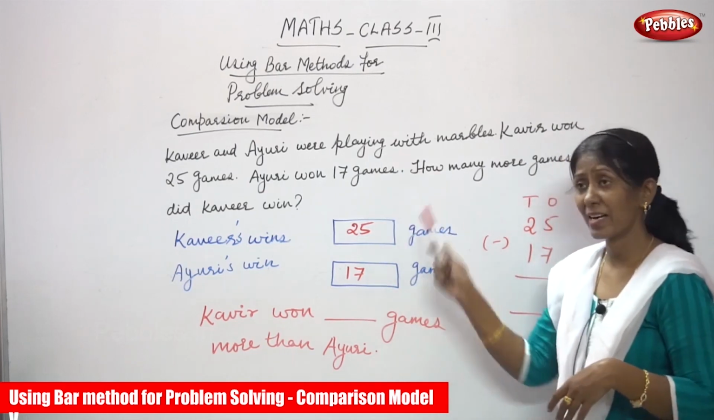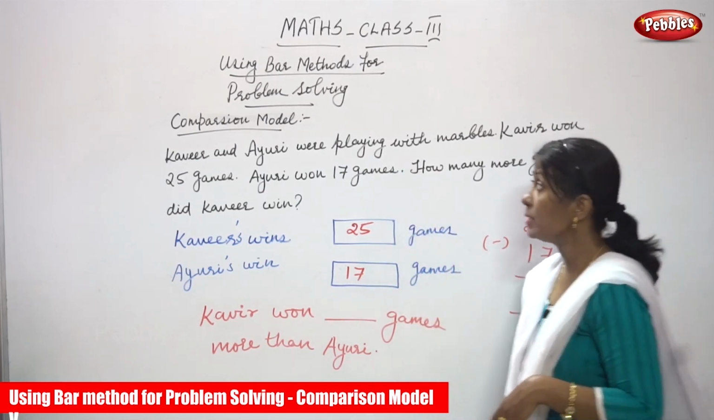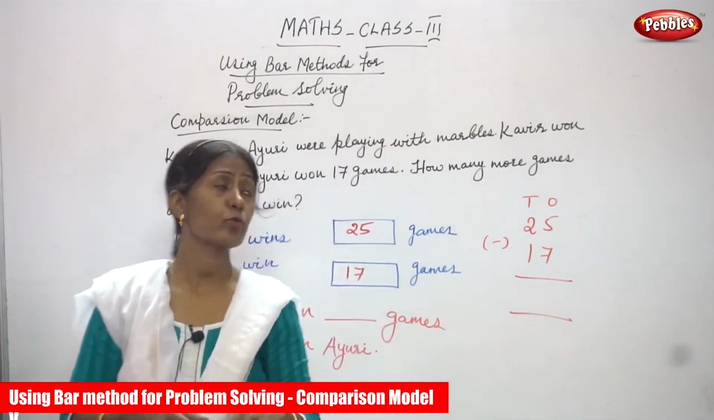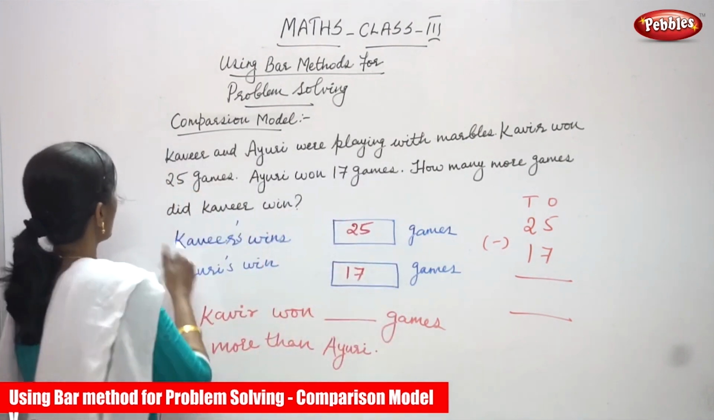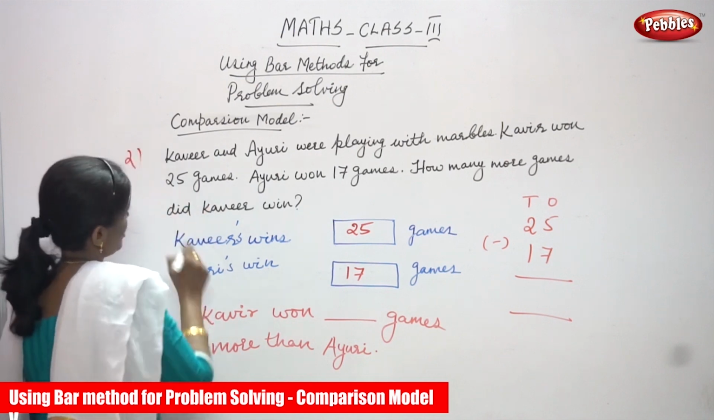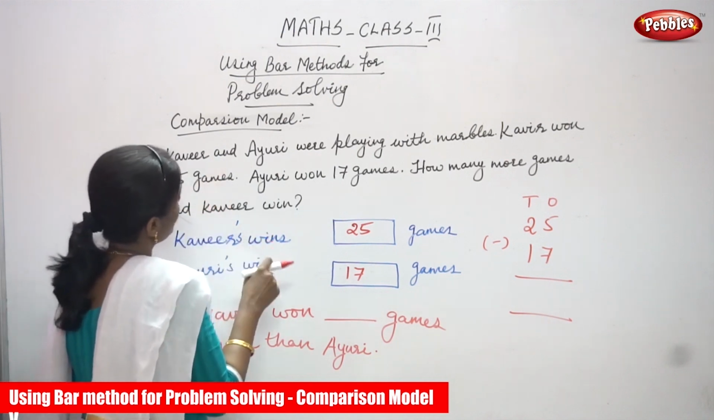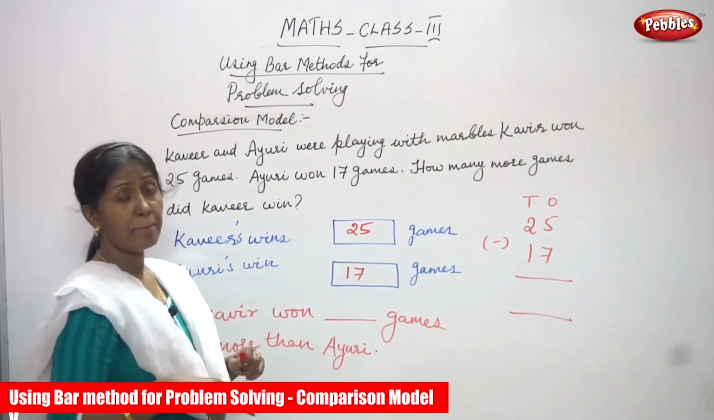See, this is a comparison model. It is also a subtraction model. For this also we are using the bar method. The question is the second question in the subtraction model, but it is a comparison model. But for this model also we are using the bar method.